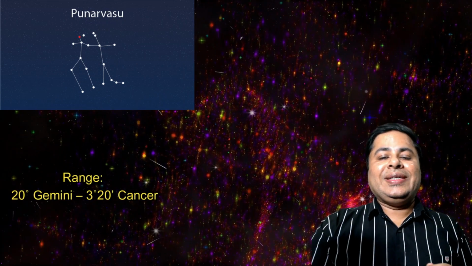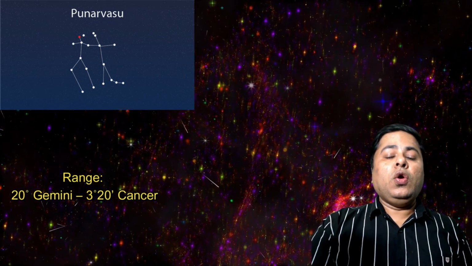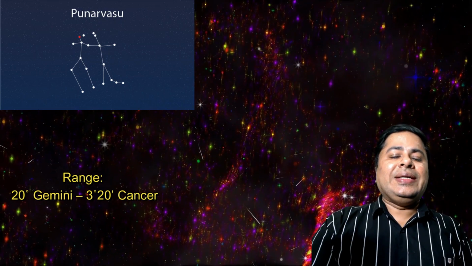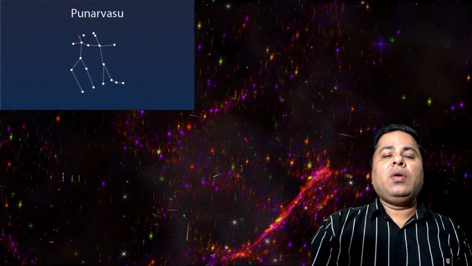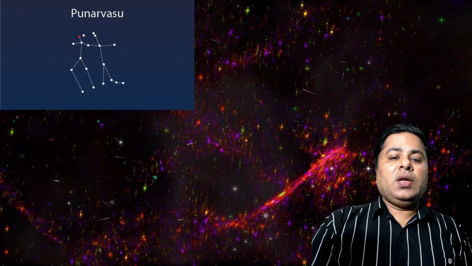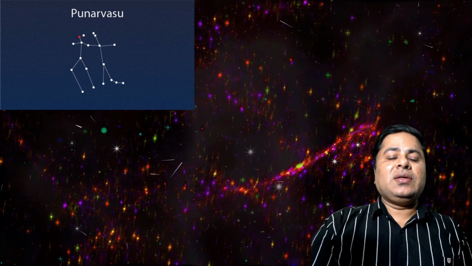Number 7, Punarvasu. It ranges from 20 degrees Gemini to 3 degrees 20 ansha of Cancer. Ruling planet is Jupiter. Deity Aditi, mother of gods. Guna Sattvic, symbol bow and quiver. Now comes over to the characteristics.